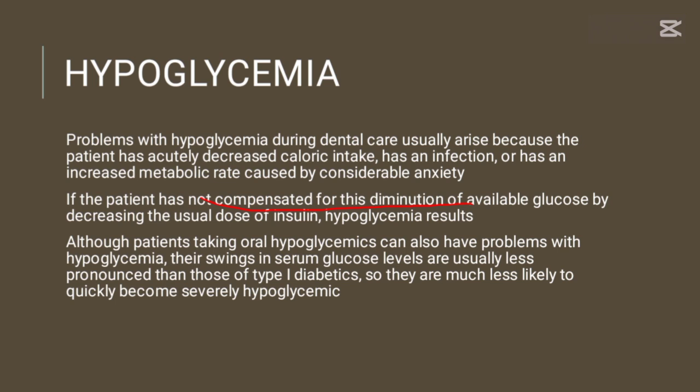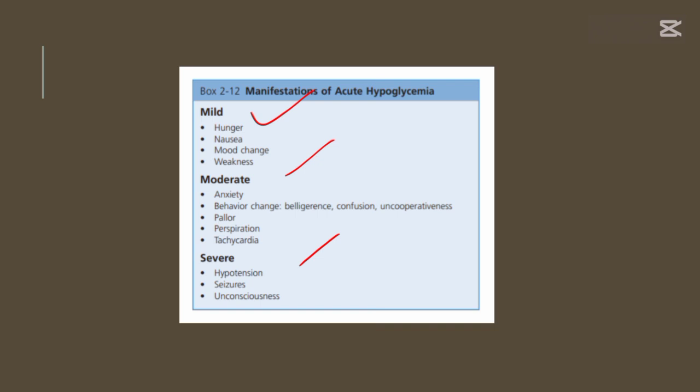Very important point again: the signs or manifestations of acute hypoglycemia have three levels: mild, moderate, and severe. In mild, there is hunger, nausea, mood changes, and weakness. In moderate, there is anxiety, behavioral changes, aggressiveness, confusion, uncooperativeness, pallor, perspiration, and tachycardia. In severe, you have hypotension, seizures, and unconsciousness.